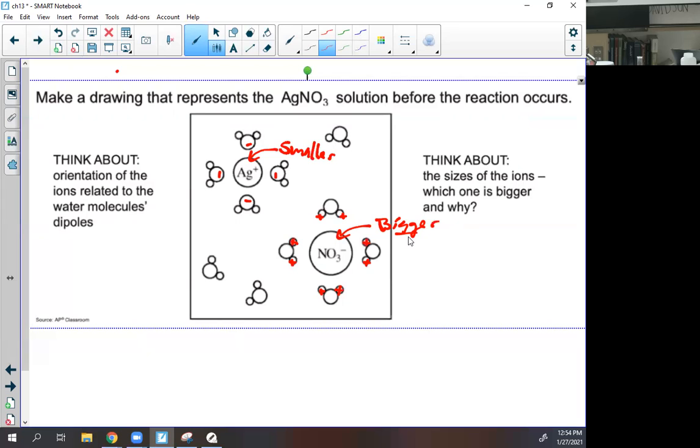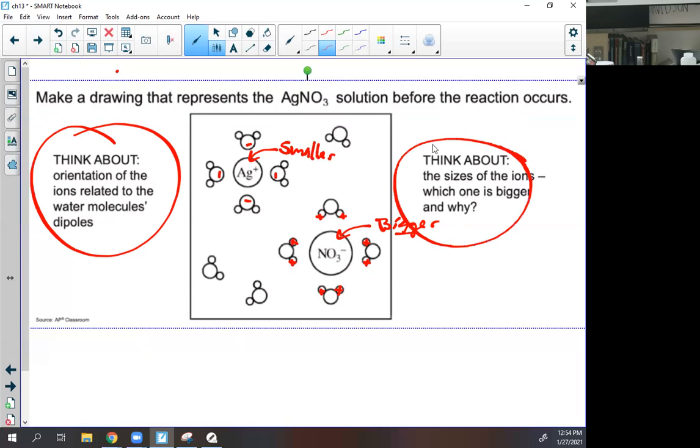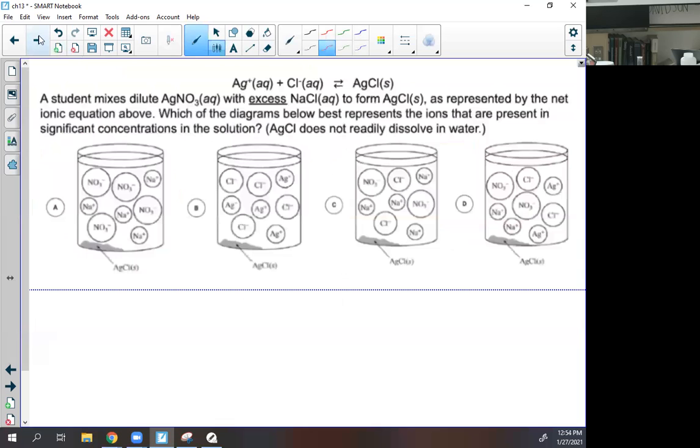All right, the other part of this picture is the small and big. The cation, small. The anion, big. You okay with that? Okay. So here, think about orientation of the ions related to the water molecules, dipoles, the size of the ions, which one is bigger and why, in case they ask that question. Anions have more electrons.